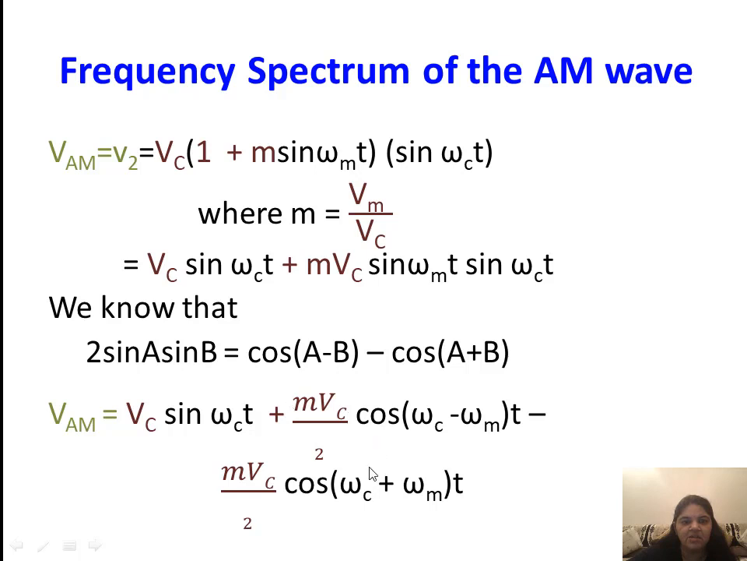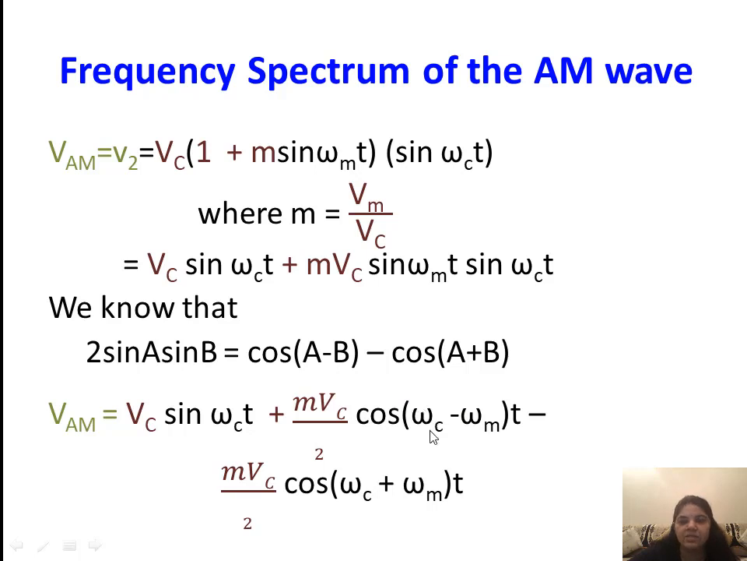So this is the equation of the complete amplitude modulated wave. This first term is the sine wave, the carrier signal. You know that the equation of the carrier signal is small vc equal to capital Vc sin ωc t. The term mVc/2 represents the amplitude of the signal, and cos(ωc minus ωm)t is the wave. Again, this represents the lower sideband.